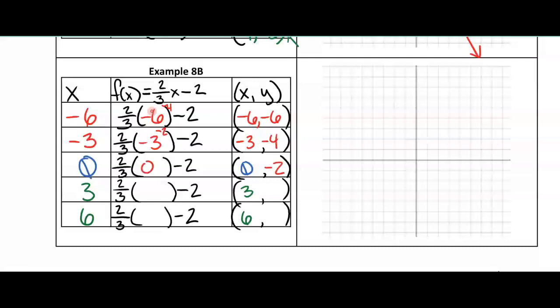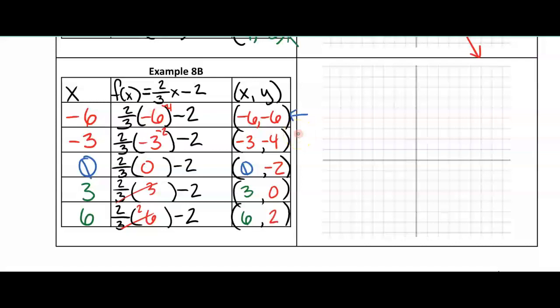What was our prediction for our next value? 0. 3 times 2/3, that would cancel, 2 minus 2 is 0. Yeah. And 6 gives me 2 times 2 is 4. Minus 2 is 2.